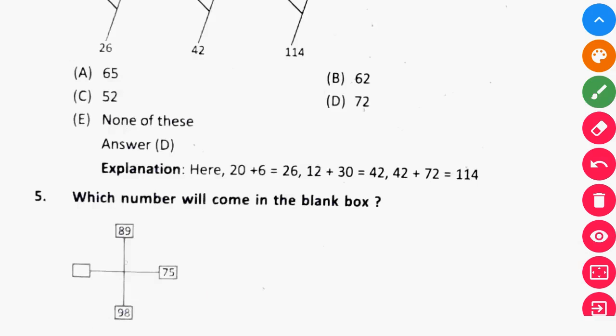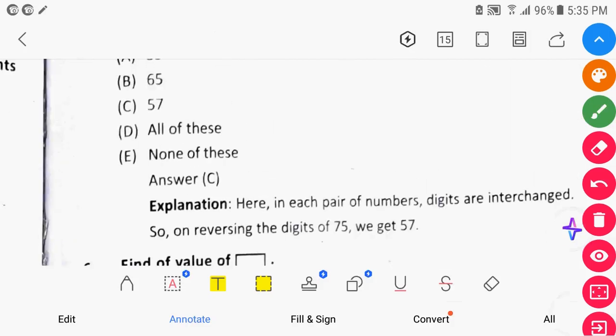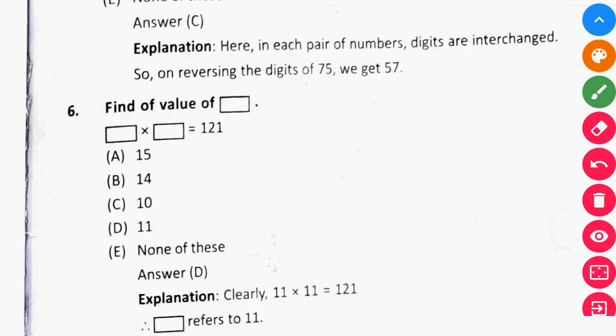See, 89 is at the top and 98 is at the bottom. Okay, the position of the digit is reversed. 75 is here, so I think 57 is the number in the blank box. So you have to think like this. It is just a matter of thinking.